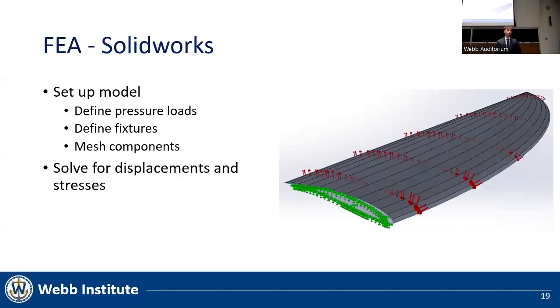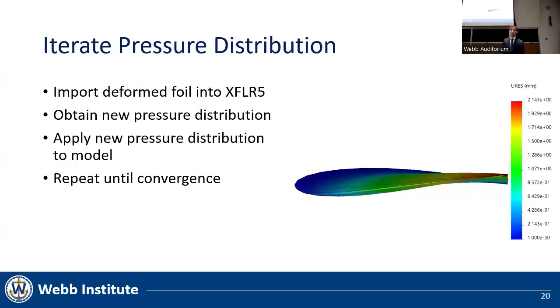We used a consistent mesh size for all three elements that was determined through a convergence study. Once the model is fully set up and meshed, we can solve for displacements and stresses. The model in XFLR5 can then be updated with the deformed foil geometry, and the entire process is repeated. Foil deflections and pressure distributions converge quickly and clearly, dropping to sub 1% changes within just a few iterations. Once converged, we're left with the deflections and hydrodynamic coefficients of our foil at steady state.